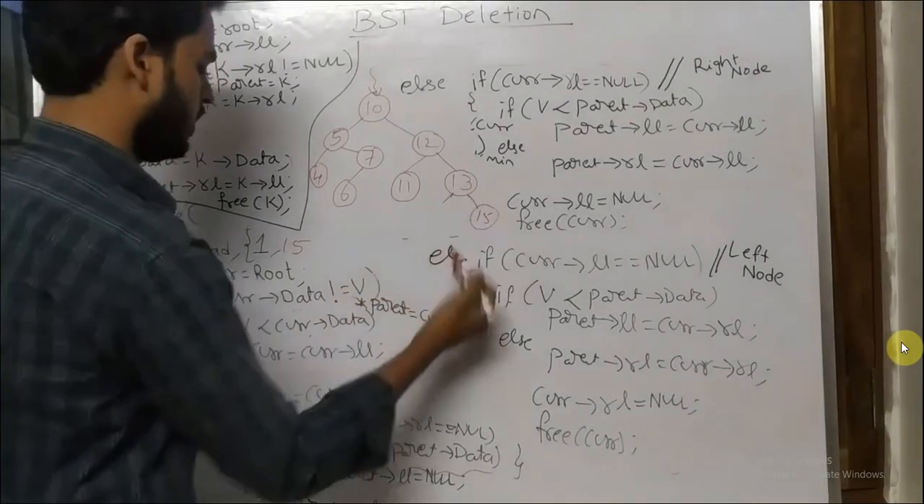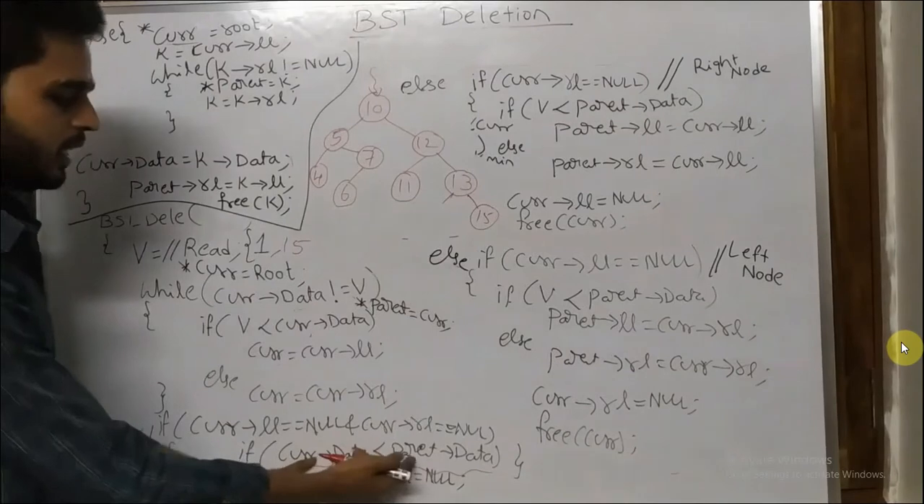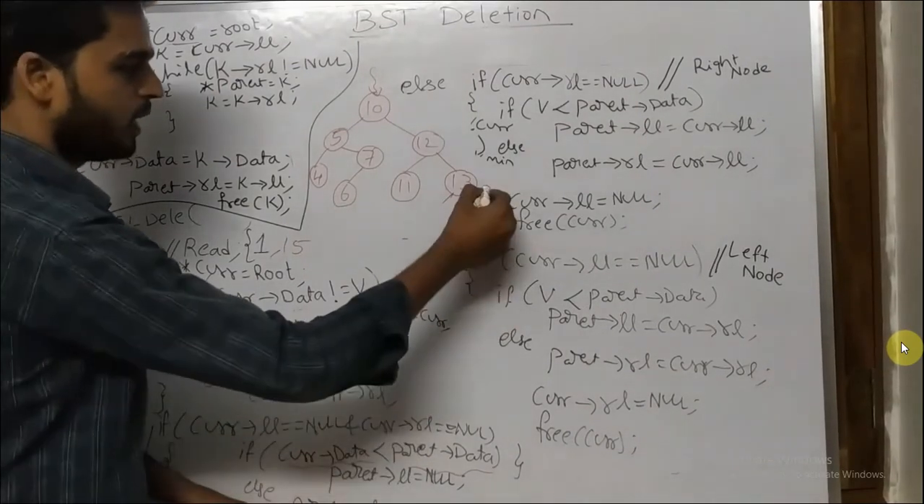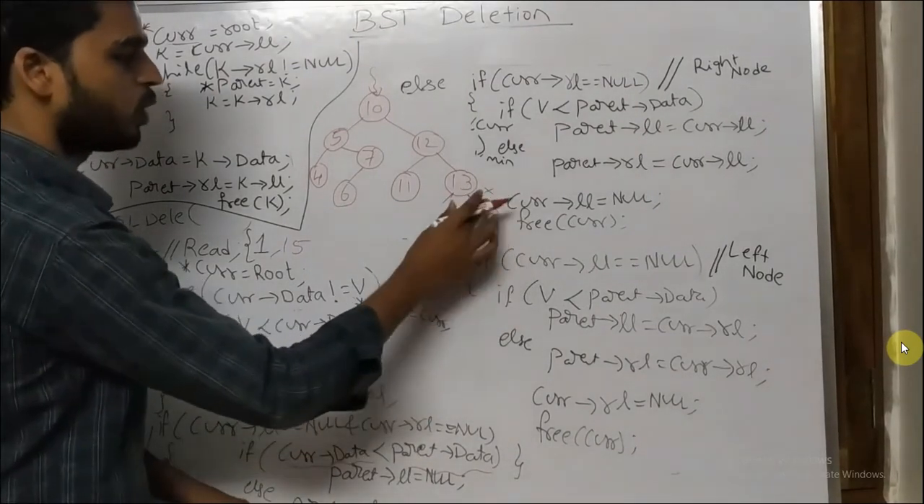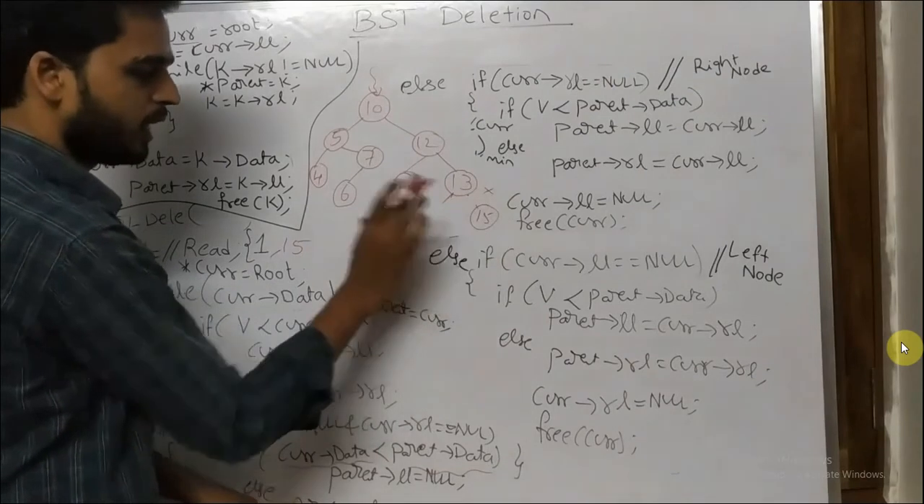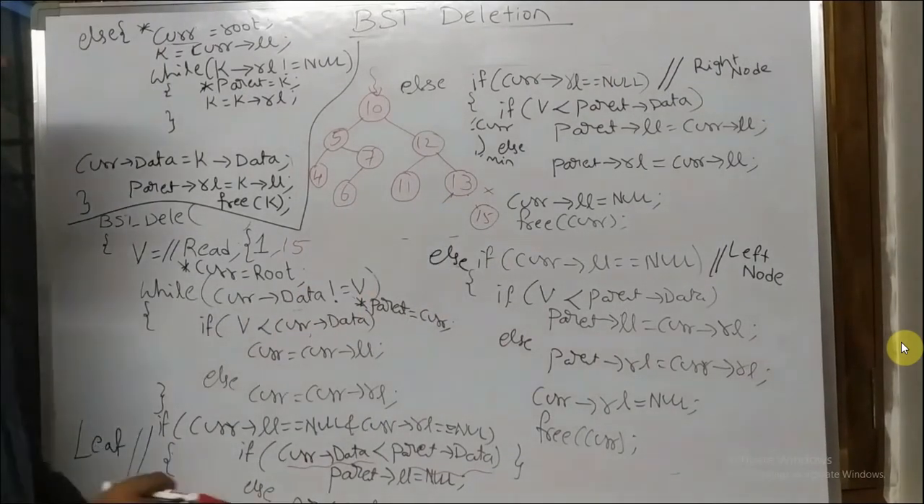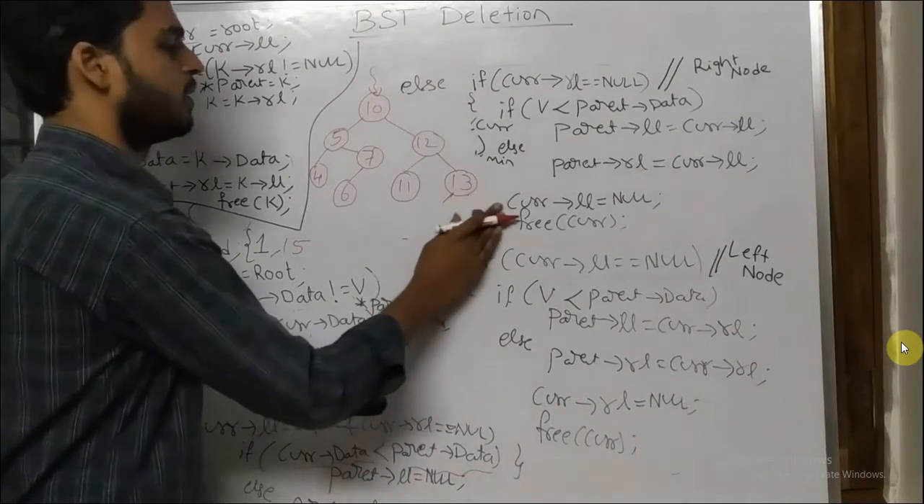So is 15 less than 13? No, so the condition executes: the parent's right link equals null, meaning this corresponding right link is going to be set to null. When it is set to null, the link will be broken. Then it is simply going to free the node, so it will be deleted.